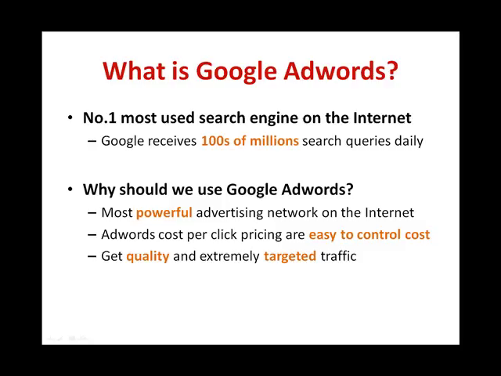Why this is so is because Google AdWords cost per click pricing is easy to control. No matter what your budget is, Google only charges your ad when a person clicks on your ad. AdWords ads are also displayed when a searcher queries specific keywords. This means that you'll be advertising to an audience who are already interested in what you'd be able to offer. As a result, you'll get highly targeted and quality traffic to your websites.